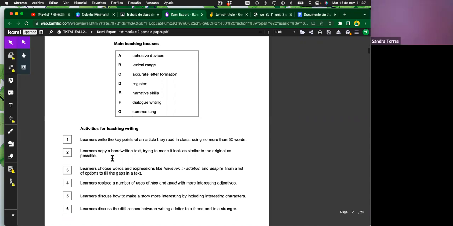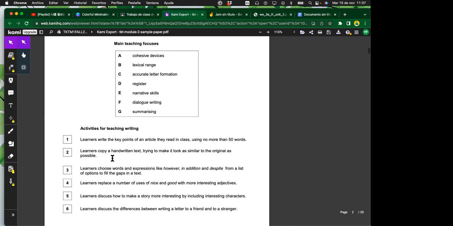So you repeat the letter, the correct one, please? C, letter C. Accurate letter formation. Thank you. Porque tienen que copiar exactamente la letra as it is written, okay? All right.